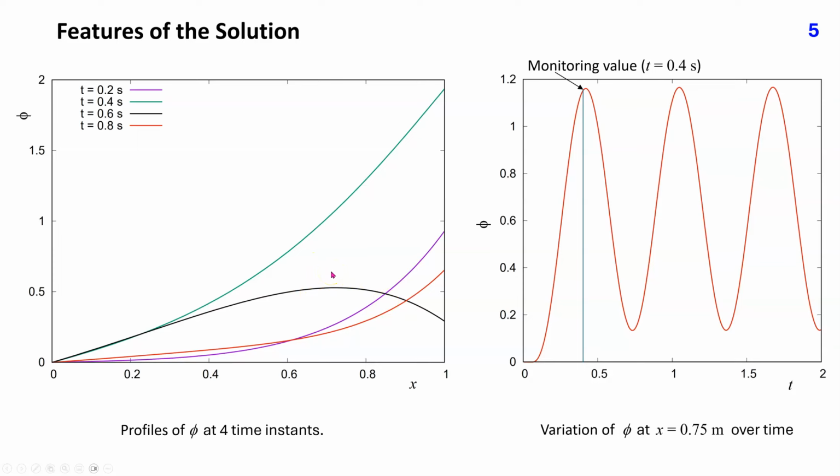The oscillation period is 0.6283 seconds, as can be seen in the plot on the right, which shows the variation of phi at x equals 0.75 meters over time. The effect of the initial condition, zero values everywhere, is seen only in the first period. Later, the solution is fully periodic.